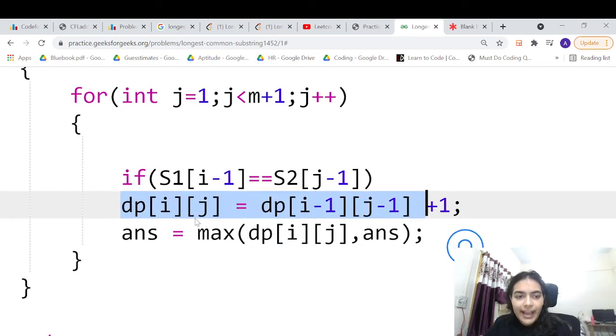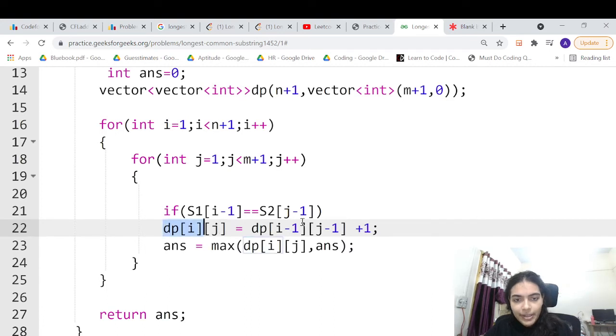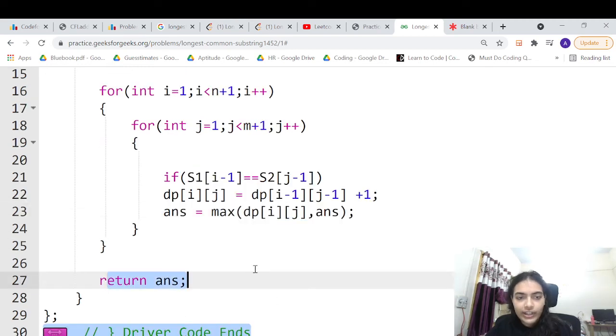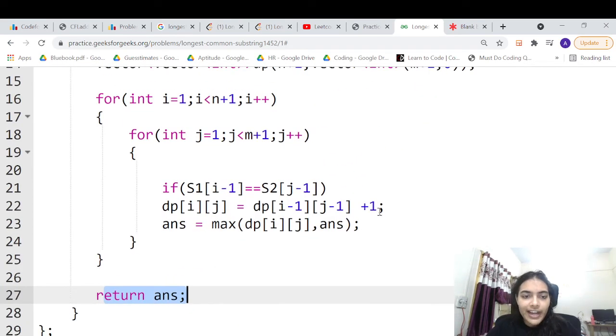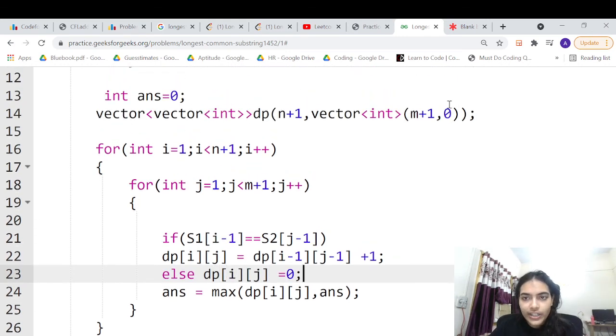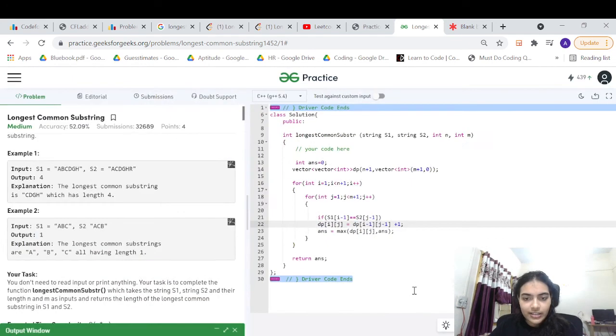So you will get the maximum answer. So whenever this is happening, you can change the maximum answer, and answer will be the maximum of whatever answer you have seen till now, and you can return it finally. I had not given an else condition because there is no need. There is no need to give this else condition. DP of i j is 0, because by default also it is 0, right? So there is no need to give this else condition. So that's it. This is the sufficient code.